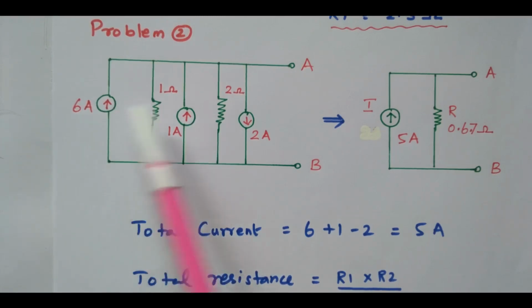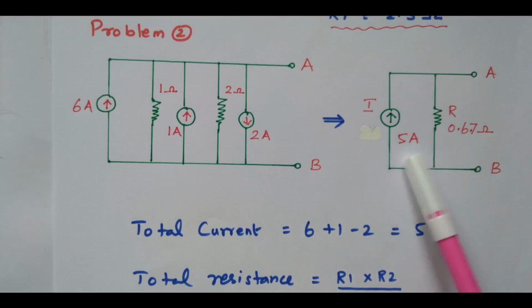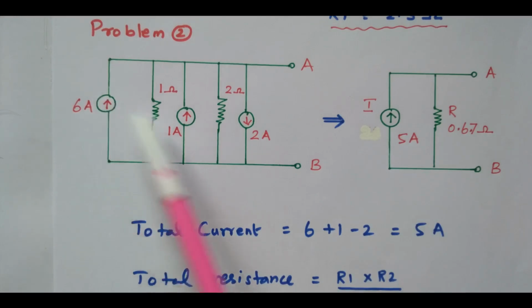These two are going in the upward direction, so taken as positive: 6 plus 1. This one is going down, so minus 2. 6 plus 1 is 7, 7 minus 2 is 5 ampere. The total current will be 5 ampere. Right? In the previous problem, while adding voltage, we saw the polarity. In this problem, while adding the current source, we need to see the direction. Based on the direction, we can find it.